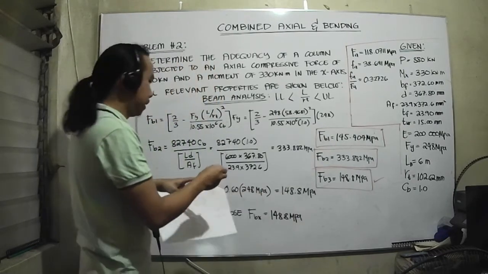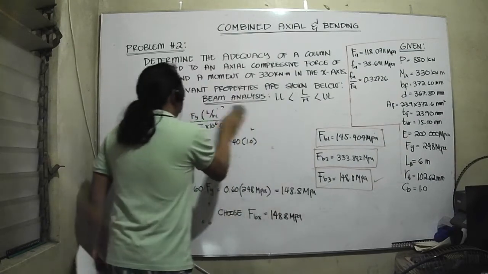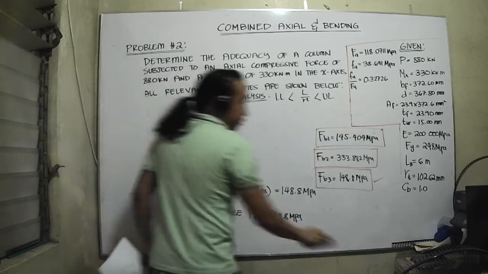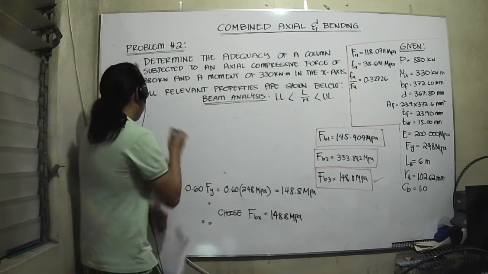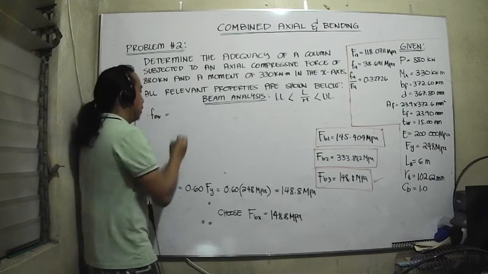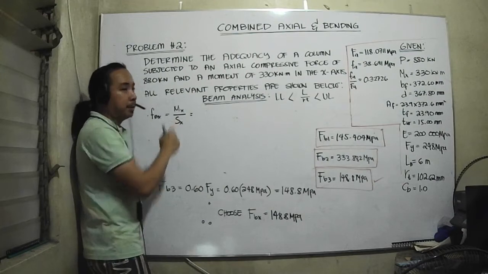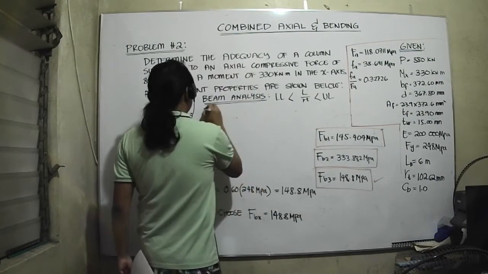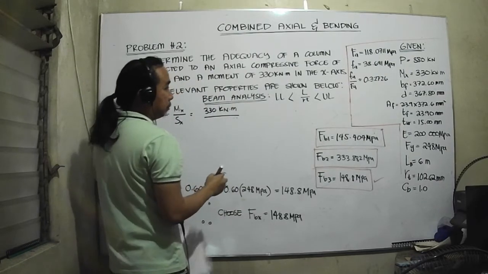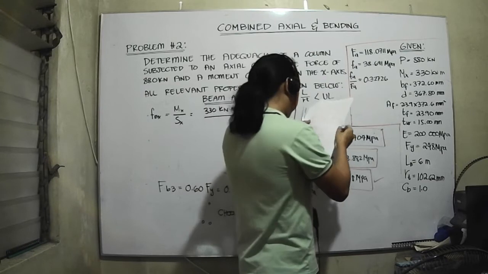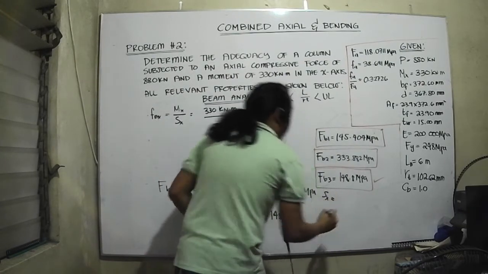Wait, I want to insert something here. Allow me to erase a little. FB1 and FB2 are no longer needed. We have this: FBX, the actual bending stress, is just MX over SX, moment over section modulus. Moment X here is equal to 330 kilonewton meter, divided by SX. We don't have SX yet. SX is equal to, sorry, I forgot to write it.